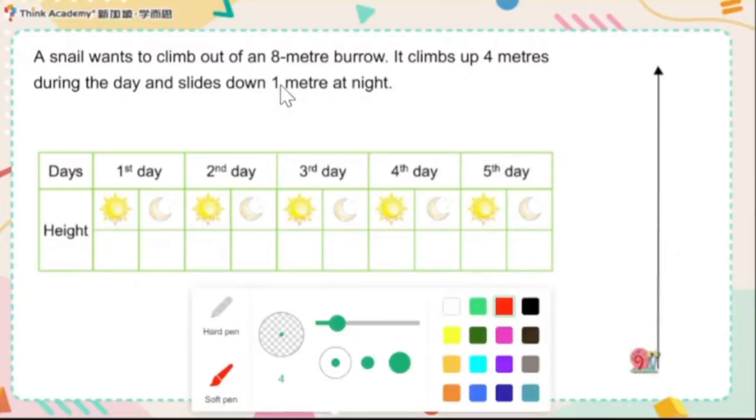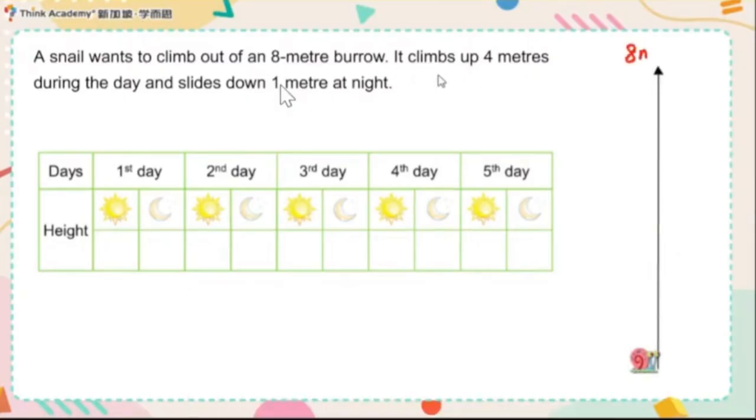Right, so my burrow is 8 meters deep. Every day, the snail will climb up 4 meters and then slide down 1 meter. Now previously when we talked about snail climbs well problem, I am actually assuming something. I am always assuming that I am starting very well so that the last day I can climb the full distance and just nice escape the burrow or the well. But let's see if this is the case today.